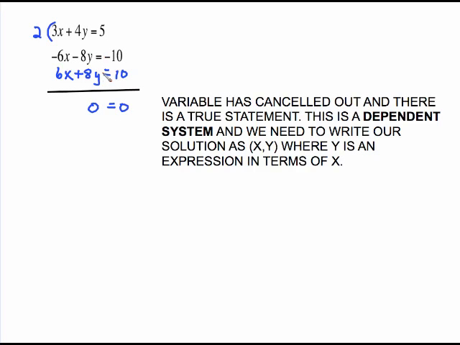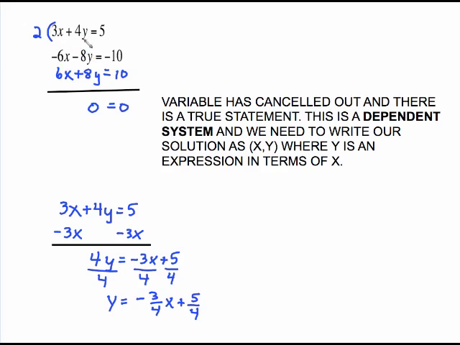That means this is a dependent system, and we're going to need to write our solution as x comma y, where y is written as an expression in terms of x. Now that sounds kind of weird, but this is what we have to do. We need to take one of these two equations. It doesn't matter which one, because if it's a dependent system, that means these two lines are actually the same line. So I'm just taking the top one.